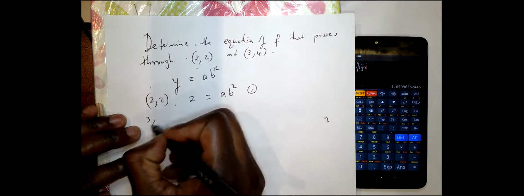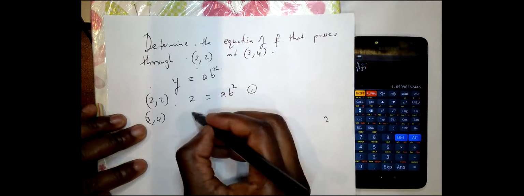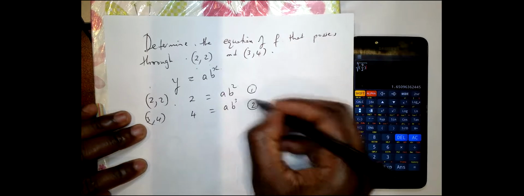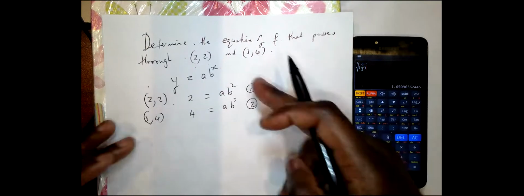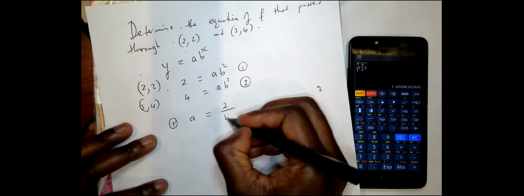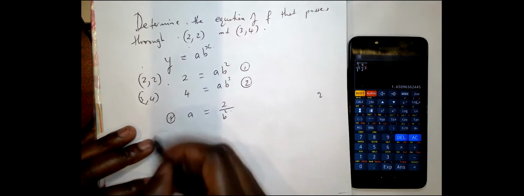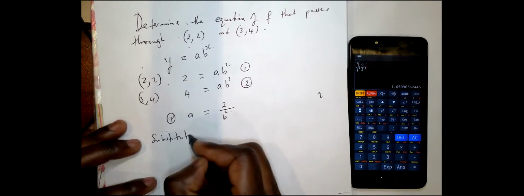Then for (3, 4), we have 4 equals ab cubed. That's equation 2. So now you're solving them simultaneously, equation 1 and equation 2. From equation 1, a equals 2 over b squared. Now you substitute a in equation 2, so 4 equals 2 over b squared times b to the power of 3.